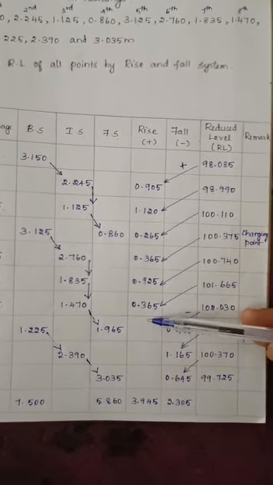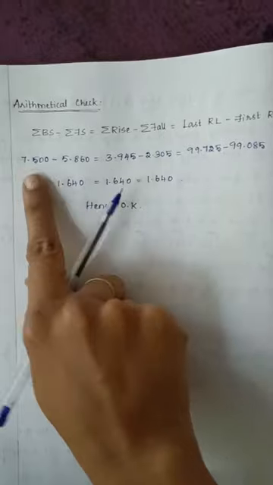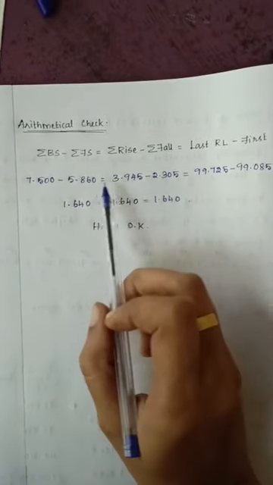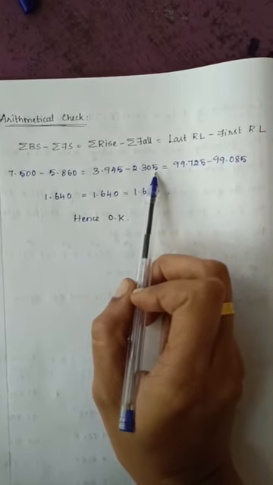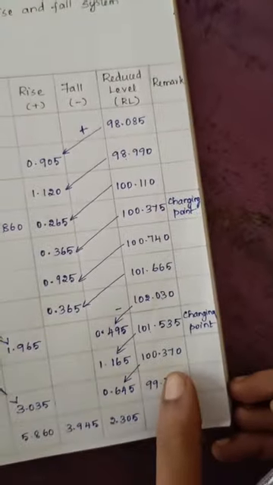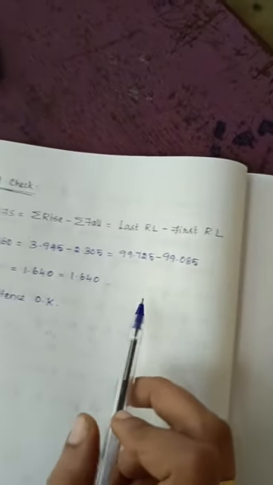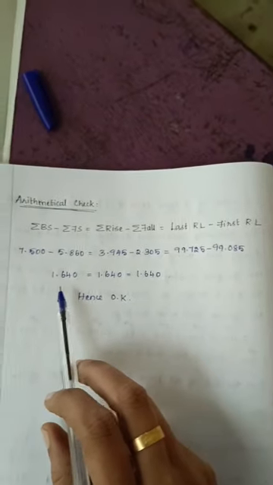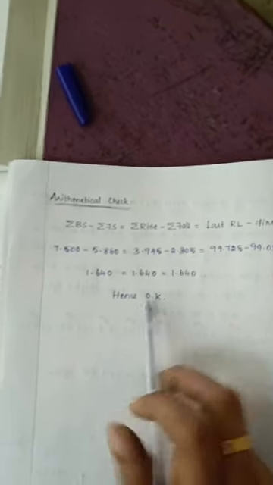Then add all the rise value and add all the fall value. Summation of backside value we obtained as 7.500, then summation of foresight value 5.860. Summation of rise 3.945, summation of fall 2.305. Then last RL value is 99.725. First RL value is 98.085. Therefore, last RL minus first RL, we get the value as 1.640. Three values are same, therefore it's okay.